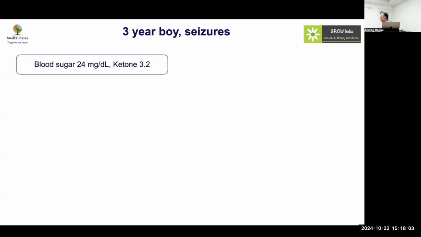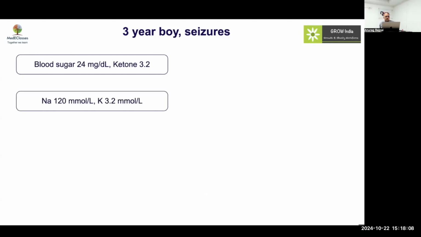So now, just to go forward in terms of clinical correlation, we have a 3-year-old boy who presented with seizures. Blood sugar was 24 and it was a ketotic hypoglycemia. There was also a hyponatremia. So often we say, okay, ketotic hypoglycemia, do not work up. But this child has hyponatremia. So what is the clue you are getting out here? You have to definitely look at cortisol deficiency. Is it an isolated cortisol deficiency in your opinion, or is it the combined glucocorticoid and mineralocorticoid defect?